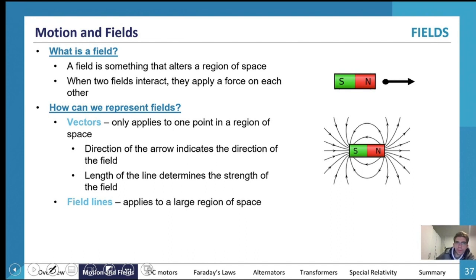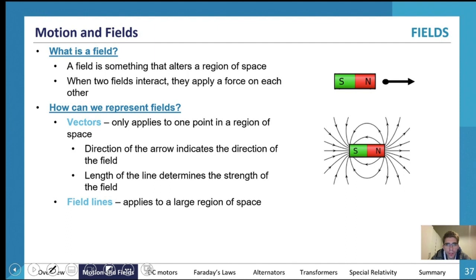What is a field? Well, a field is something that alters a region of space. When two fields interact, they apply a force on each other. How can we represent fields? We represent fields using vectors, which only apply to one point in a region of space.